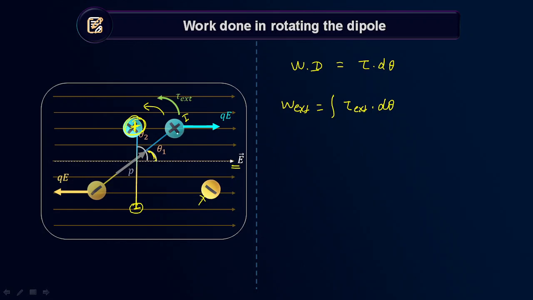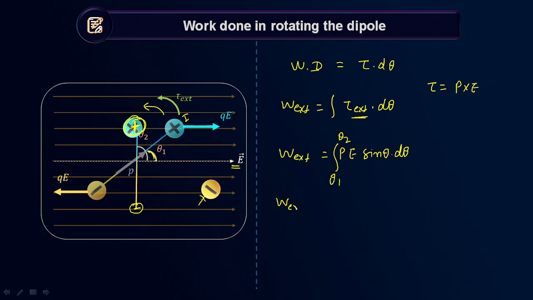Now when we are rotating it very slowly, can I say the torque due to the external agent will be the same as the torque due to the electric field? So the work done by the external agent will be equal to the torque, which is P cross E, that is PE sin theta, so PE sin theta d theta, from theta 1 to theta 2, right?